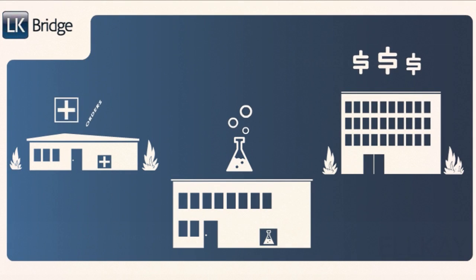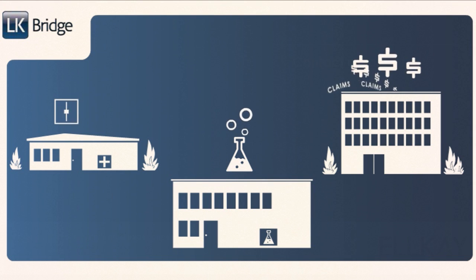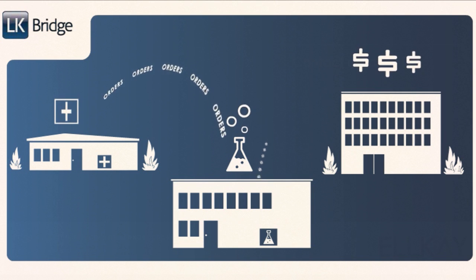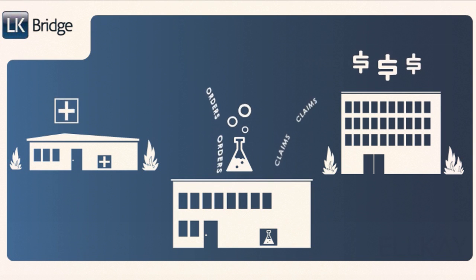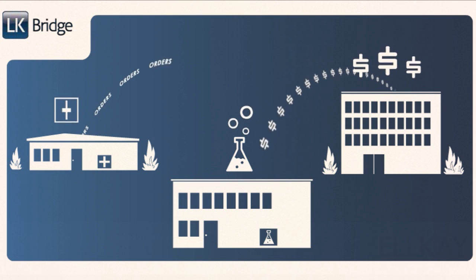When a laboratory receives orders that are created using LKBridge, the data is more accurate as it is taken directly from the PM system. Accurate data in laboratory orders reduces billing errors and ensures that claims submitted to insurance companies get processed immediately. Not only does this reduce claims processing time, but this also leads to faster payments.